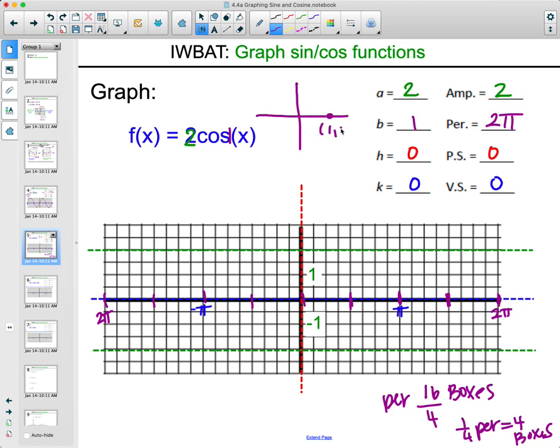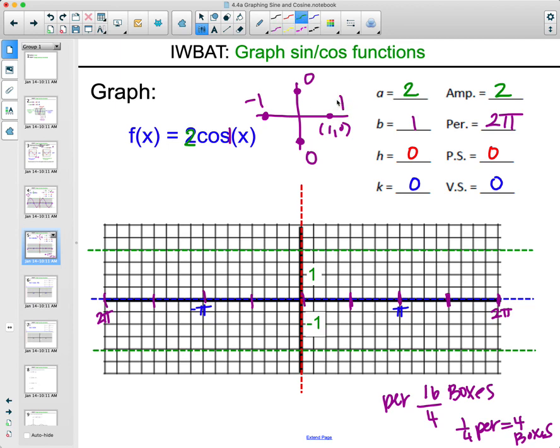Okay, this is 1, 0. So cosine is 1 at 0. At 90 or pi over 2, cosine is 0. At 180 or pi, cosine is -1. And at 270 or 3 pi over 2, cosine is 0. So remember, now this will change because of the amplitude.